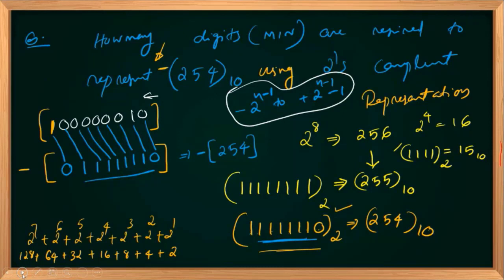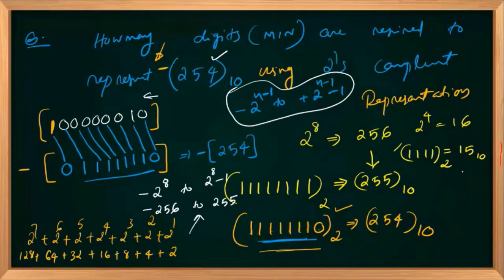So let me substitute. If your answer is 9, that will be 9 minus 1, 8, and to the positive side, 8 minus 1. So 2 power 8 is 256. So you can go up to minus 256 to positive 256 minus 1. That is 255. So minus 254 comes in this range, right? So n equal to 9.